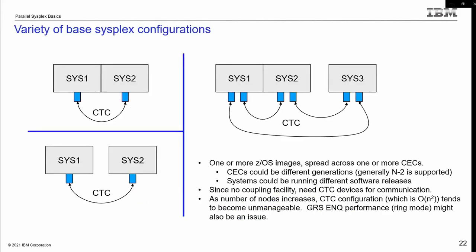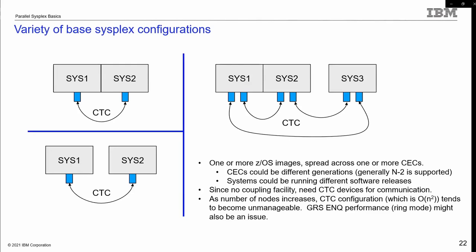So here's a visualization of some possible base Sysplex configurations. In the upper left-hand corner, we have an example of 2 z/OS images that have joined a Sysplex that reside on the same CPC or mainframe box. They are connected. Remember, all systems in the Sysplex have to be connected to one another through something called a channel-to-channel connection. And that channel-to-channel connection, otherwise known as CTCs, will be able to allow for communication between those two systems.